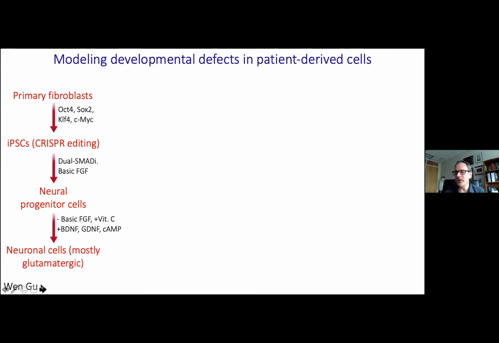So just a quick point about cellular models. Primary cells have limitations, but sometimes they can be helpful. So here, Wen Gu in the lab reprogrammed fibroblasts from the patients into iPS cells and then edited the mutations to wild type using CRISPR. And that gave him a nice isogenic system to study neuronal differentiation in culture.